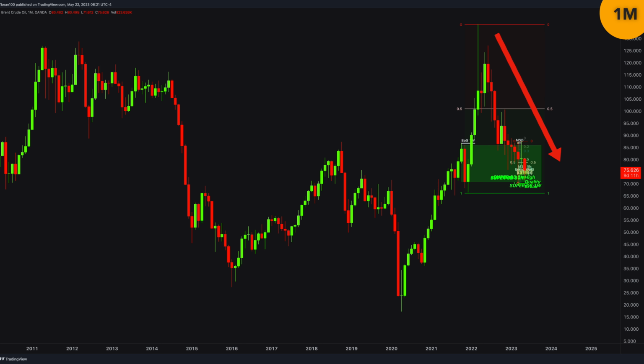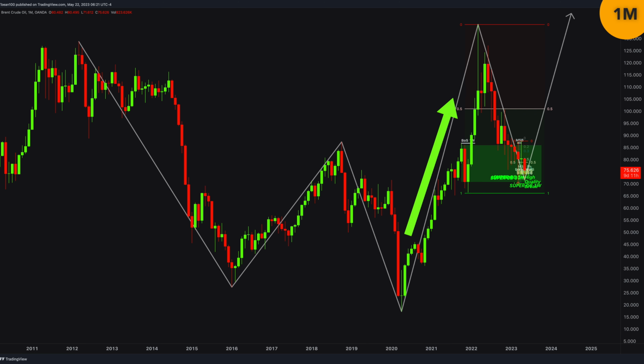You may think that oil is in a bearish trend from a daily perspective. In a monthly sense, it is extremely bullish. We rallied from $20 to $130. Now making a correction. Notice this overall structure in the monthly chart.